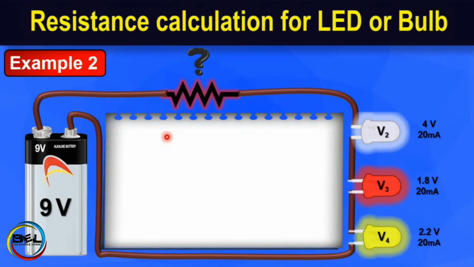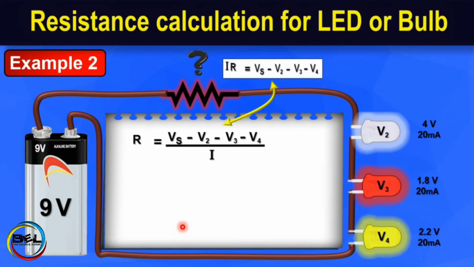Now once again we will use the same formula, that is R is equal to Vs minus V2 minus V3 minus V4 divided by I, and as we know this formula is derived from the above, that is V1 is equal to Vs minus V2 minus V3 minus V4. So V1 is equal to the supply voltage minus V2, that is the voltage of the white LED, minus V3, that is the voltage of the red LED, and V4, that is the voltage of the yellow LED, and V1 is the voltage which will be dropped across the resistor.